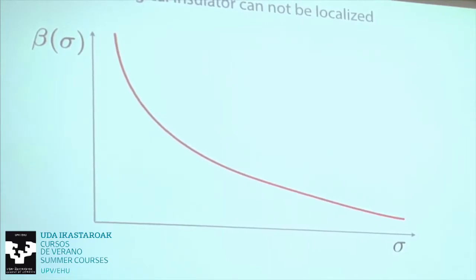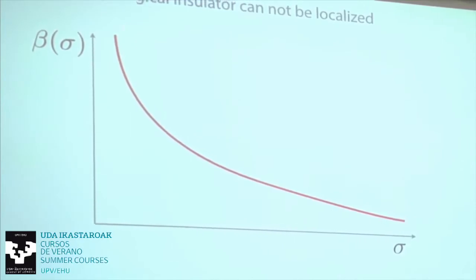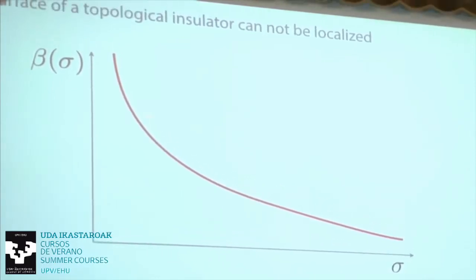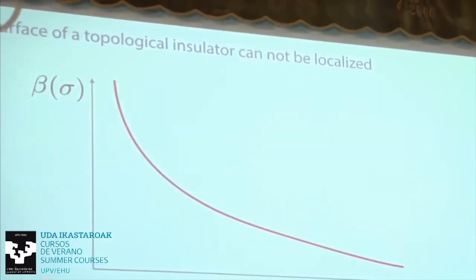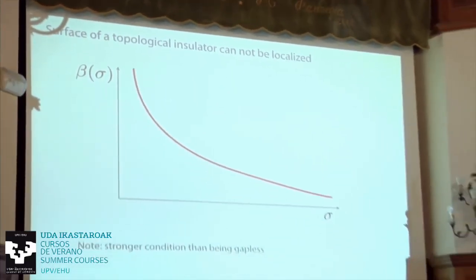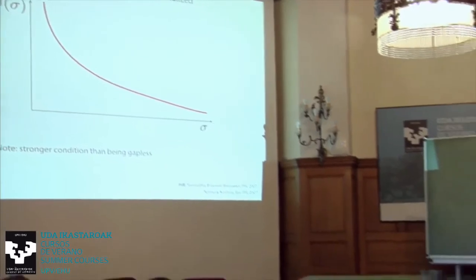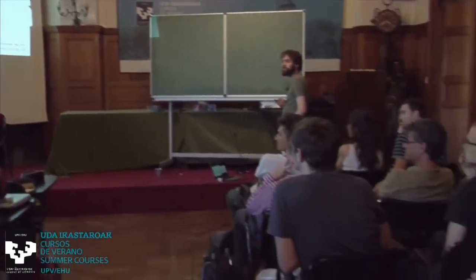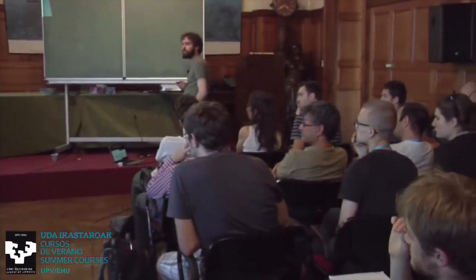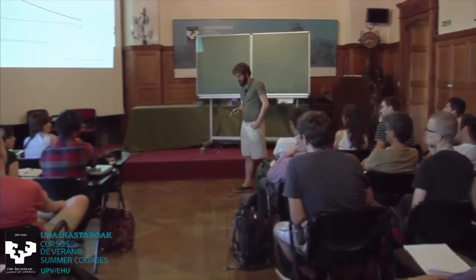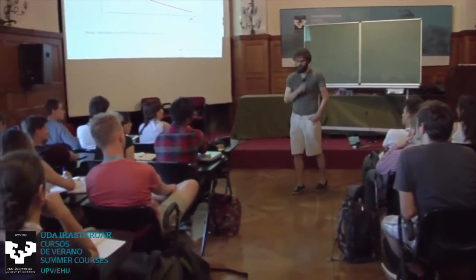As long as I don't do something drastic which completely destroys the full bulk, the beta function is always positive. The surface cannot be localized. And as I flow here, you see this is always positive, so I always go into a very large metal if I make my system very large. Okay. And this is true even for disorder with spin-orbit coupling? Yes, so as long as the disorder doesn't break time reversal symmetry, this is true.